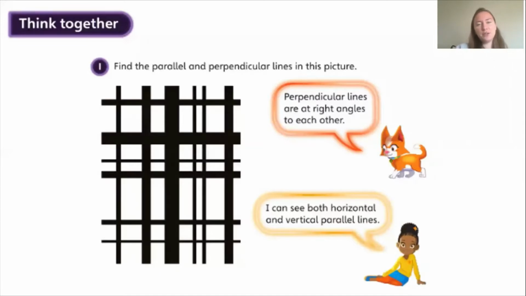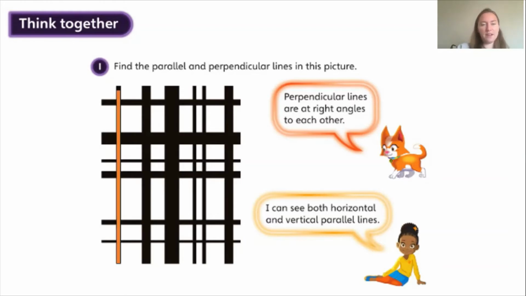Okay, so now we've talked about what parallel and perpendicular lines are, have a go at finding some parallel and perpendicular lines in this picture. There are reminders in the speech bubbles there to help you. There are loads of examples in this picture, so go ahead and find a few and then come back to the video and I'll point them out with you.